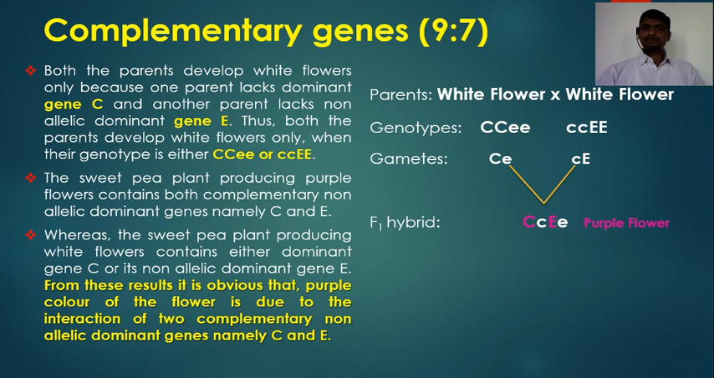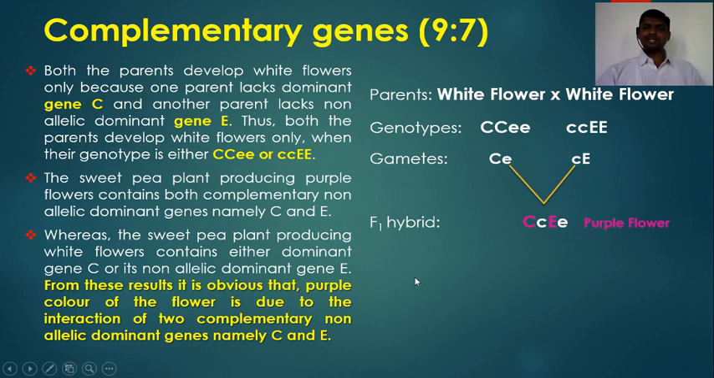So whereas the sweet pea plant producing white flowers contain either a dominant gene C or a non-allelic dominant gene E only, both the genes are not present in such plants. Due to this, these plants have white flowers. But when both the dominant genes are present in the individual, they complement one another, they help one another to complete the phenotypic action to produce the purple flower.